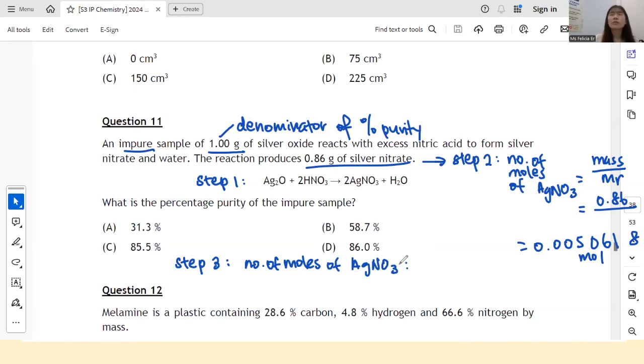That is what you need to solve. In this case, if you are solving for the impure sample, it is silver oxide. That's why the ratio should be to silver oxide. Based on the equation, the silver nitrate is 2. The silver oxide is 1. Then you continue to copy down. This is the left side. Then it's to the right side. So need to halve it.